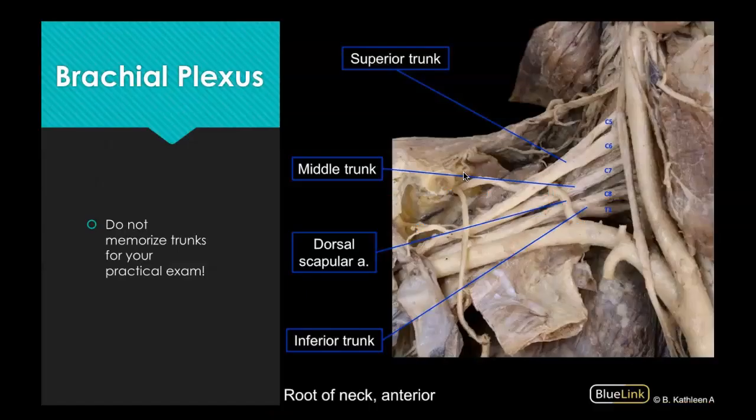I like this image because it really depicts the brachial plexus coming from the ventral rami of C5, C6, C7, C8, and T1, and how it forms three different trunks. You are not responsible for the trunks of the brachial plexus in the lab, but you should understand that these plexi are interwebbings of nerves.